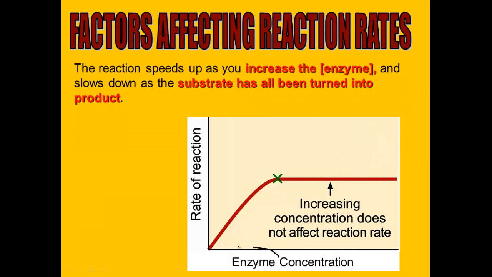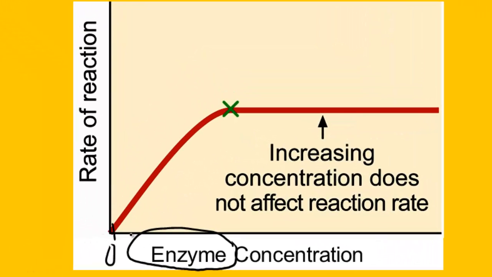Similarly, if you're looking at a very similar graph, but it says enzyme concentration on the bottom, what that means is you've got a lot of substrate already, so now you're going to add some enzyme. So you don't have any enzyme to start, so the rate of reaction is 0. Add a little bit of enzyme, the enzymes start turning the substrate into product. You add more, you get more product, the reaction rate increases and increases until you reach this point.